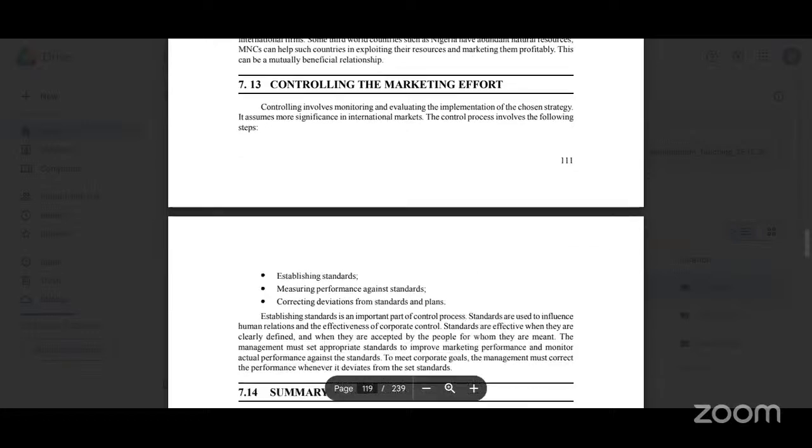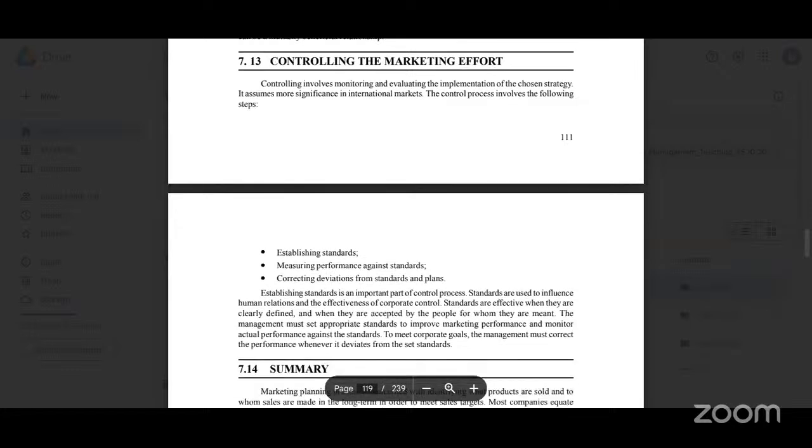So, controlling the marketing effort is a final consideration for today's session. What does this controlling mean? It means two things. One is monitoring, and second is evaluating. So, what are we monitoring and what are we evaluating? Controlling is the process of monitoring and evaluating the implementation of a chosen strategy.